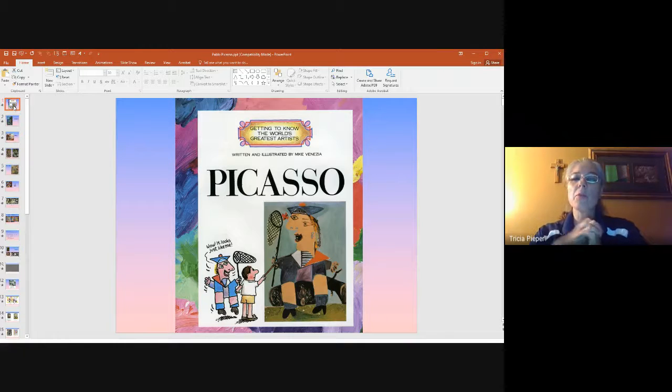Remember, a civil war is where two sides of the same country disagree on something, and so they fight each other. We're going to talk about that in a second. But let's review the art styles he did before Cubism, which he became so famous for.